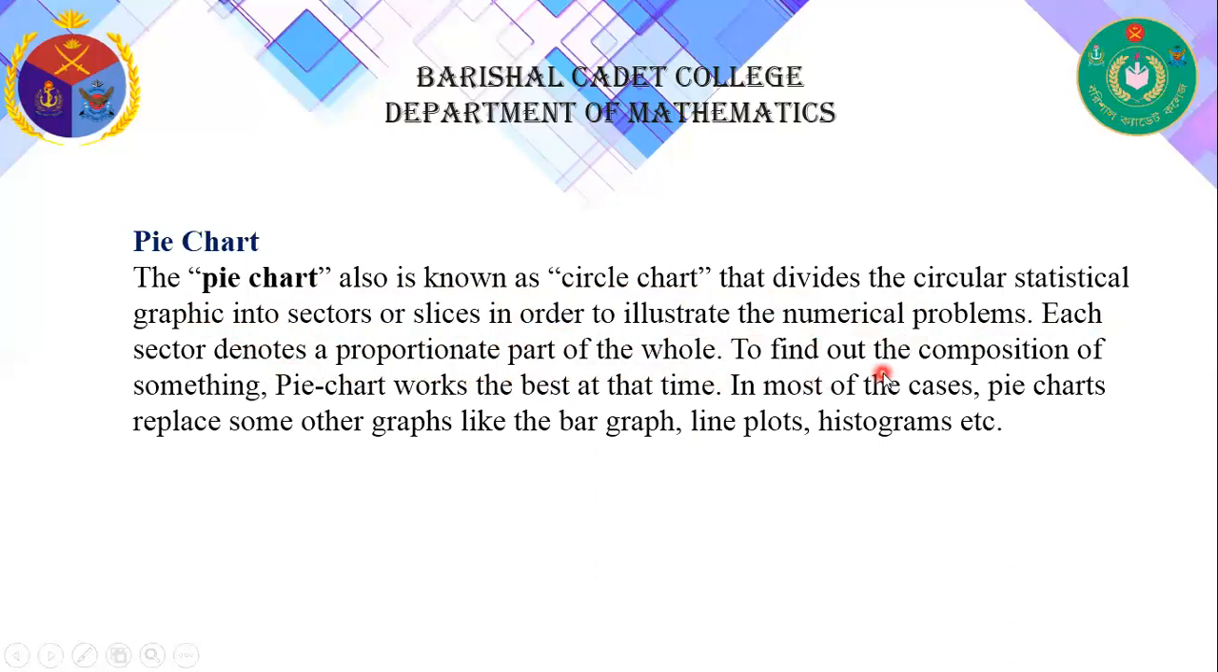To find out the composition of something, a pie chart works best. In most cases, pie charts replace some other graphs like bar graph, line plot, or histogram. We use pie charts to replace these.